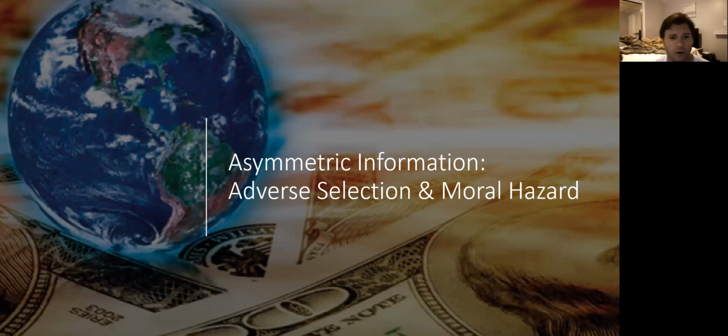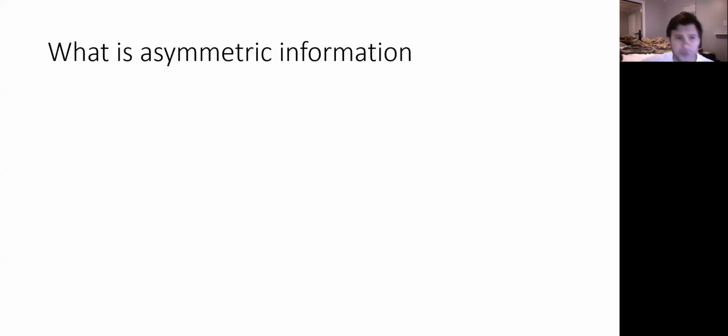Asymmetric information is also a problem in product markets, markets for goods and services, as well as financial markets. So we will talk about a couple examples relative to those as well. First and foremost, let's define what asymmetric information is.